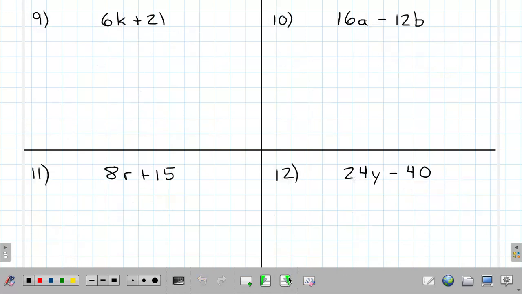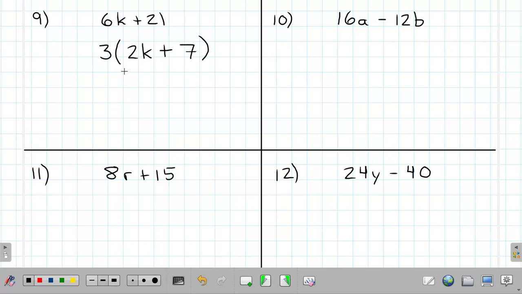Okay. Now, last 4 examples for this first page here. We've got 6k plus 21. Once again, factoring out the greatest common factor. You can go through and write out all the factors, but I'm going to pick it up just a little bit here to save us some time and make the video a little shorter. In this case, I'll tell you the greatest common factor is 3. So if you take out a 3, then 6k divided by 3 is 2k, plus, since it's plus here, 21 divided by 3 gives us 7.